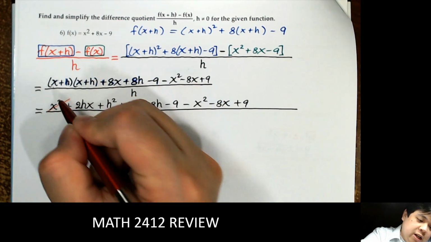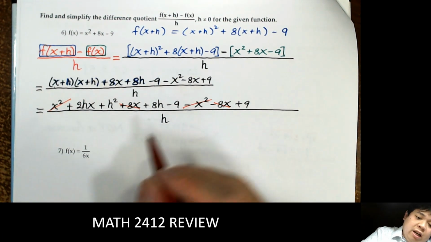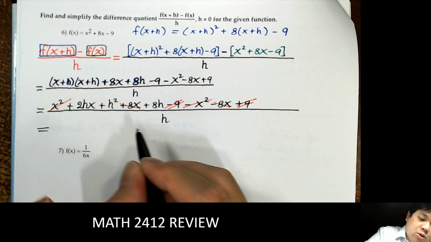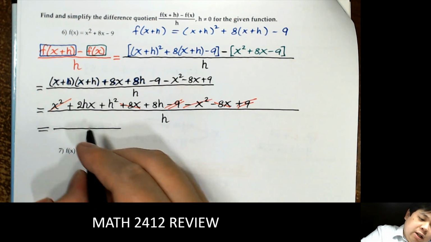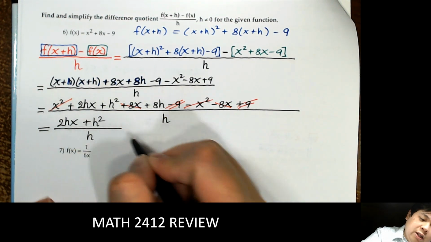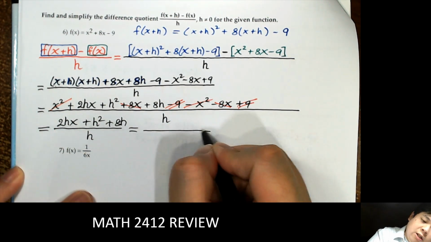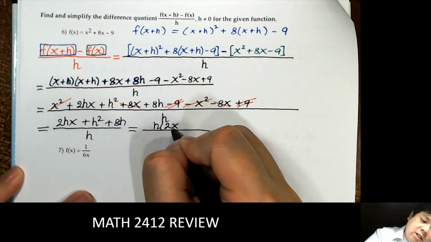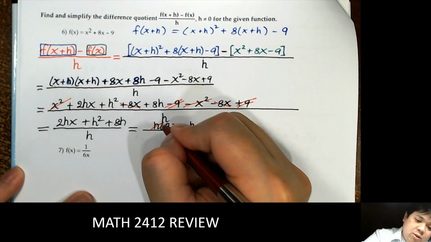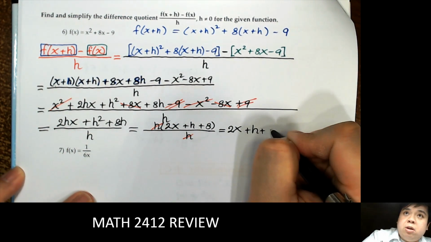We have x squared here, which cancels with negative x squared. The ax cancels with negative ax, and the negative 9 cancels with 9. After everything cancels, we have 2hx on top, h squared, and ah. All of them have an h in it. So we factor out h, and we should have h times 2x plus h plus 8, over h. And then we cancel the h. That gives us 2x plus h plus 8.